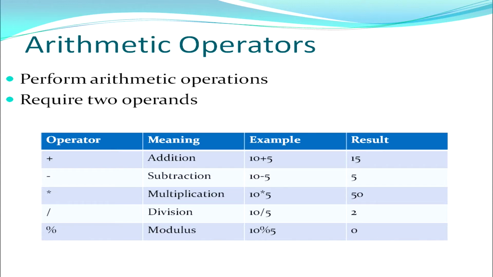The percentile sign gives you the remainder of a division. When we divide two numbers, we get two things. One, the quotient, the other is the remainder. If I want to have the quotient, I use the division operator, that is a slash. If I want to get the remainder, then I use the percentile. As the example shows, 10 divided by 5 will give you a 2, but 10 modulo 5 will give you a 0, because when I divide 10 by 5, then the remainder is 0.